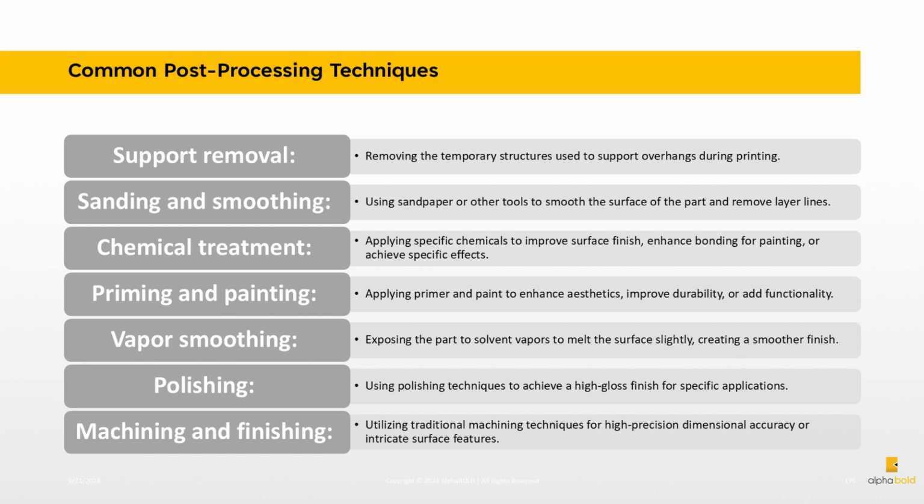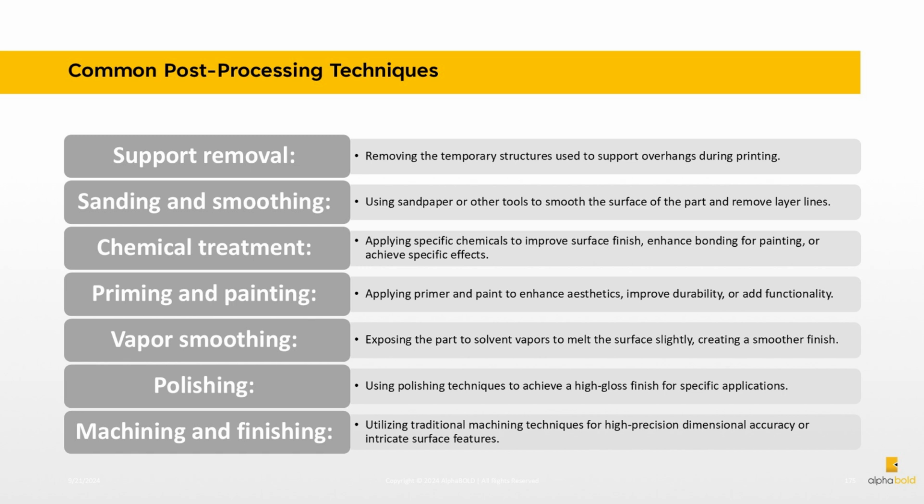Sanding and smoothing. Using sandpaper or other tools to smooth the surface of the part and remove layer lines. Chemical treatment. Applying specific chemicals to improve surface finish, enhance bonding for painting, or achieve specific effects. Priming and painting. Applying primer and paint to enhance aesthetics, improve durability, or add functionality.